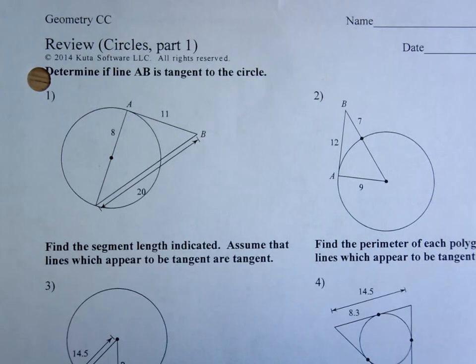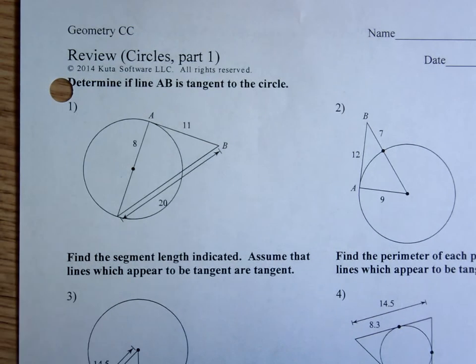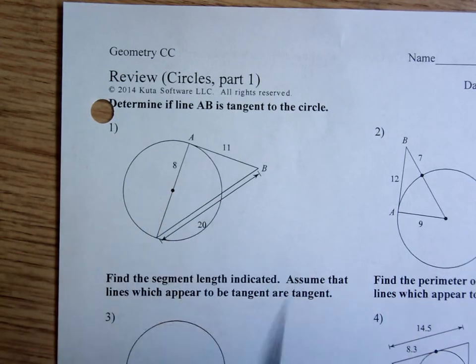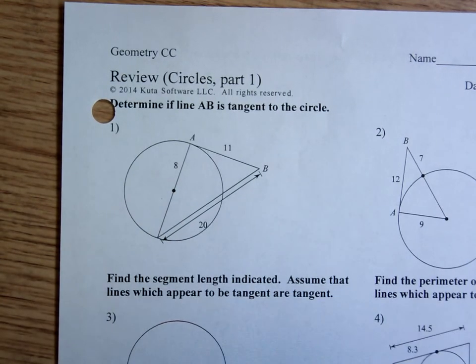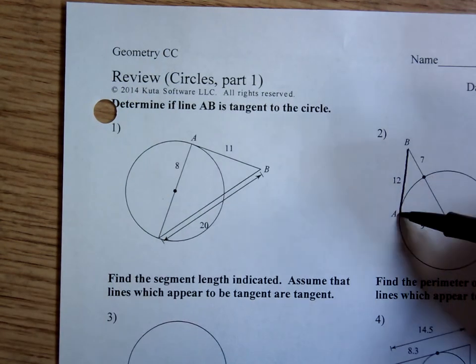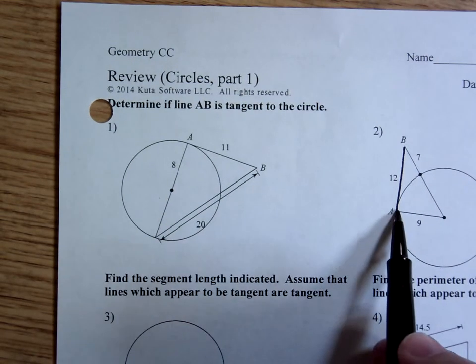Right, here is the review for circles that was actually given to you as a take-home quiz on Wednesday, and you should have it back if you brought it back to school today. First thing you have to recognize on these three problems is they're all about the fact that a tangent line or segment is always perpendicular to the radius.